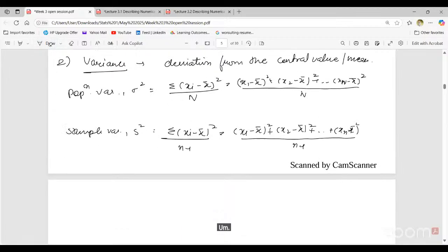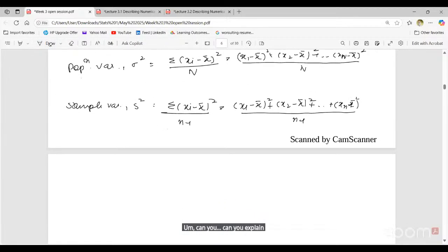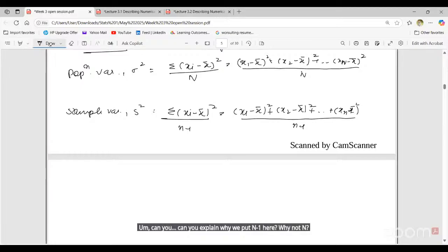Ma'am, can you explain why we put n minus 1 here, why not small n, in the sample variance? That's a different concept. It's not in your syllabus. In stats 2, you will understand why we do the n minus 1. So you don't have to focus on that concept.